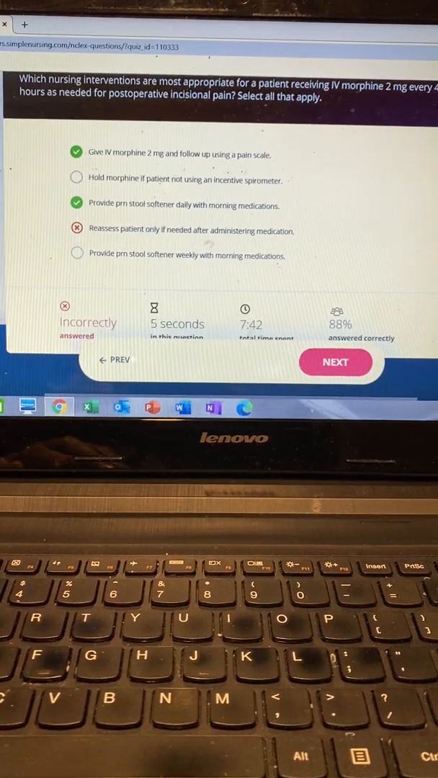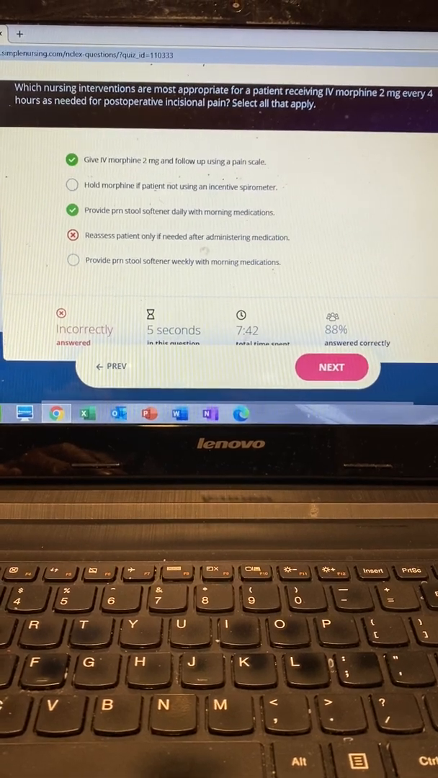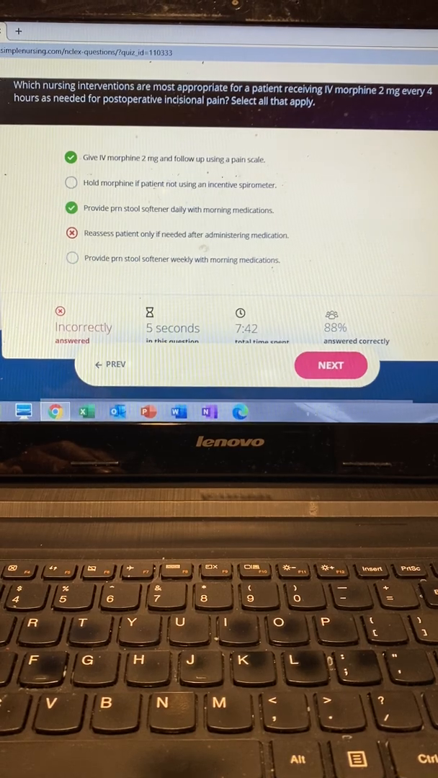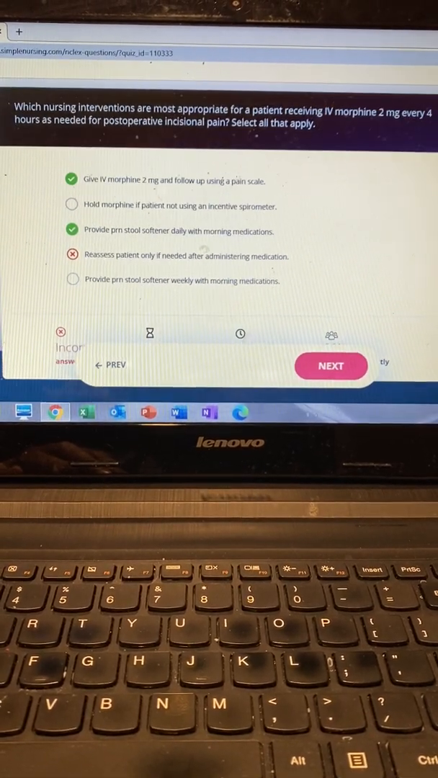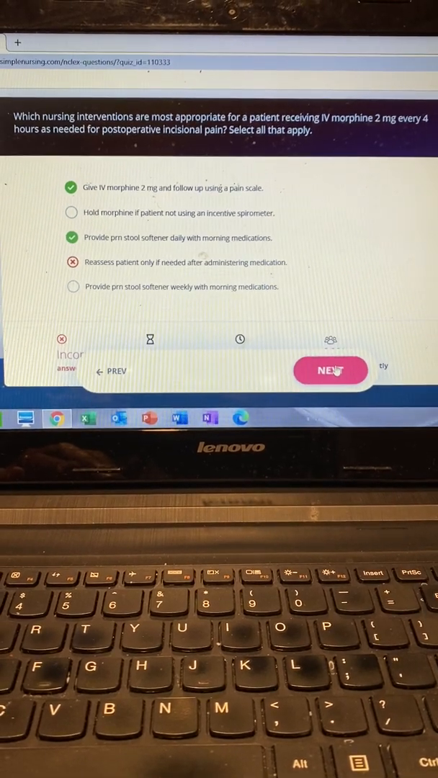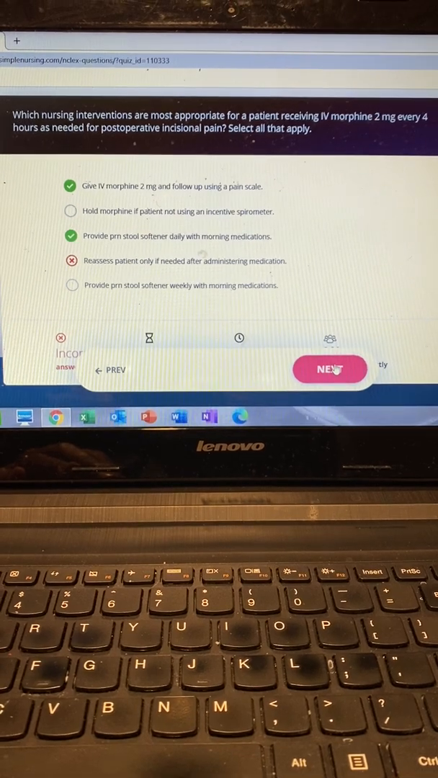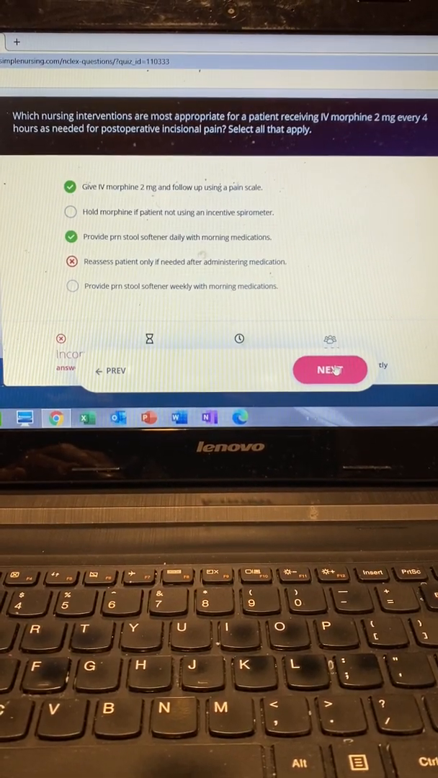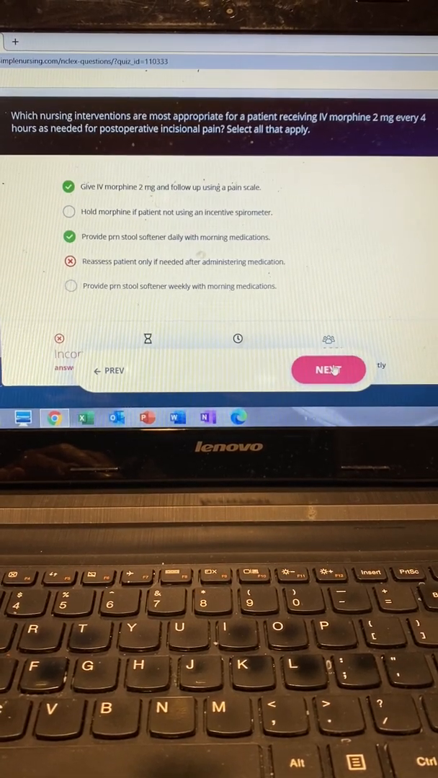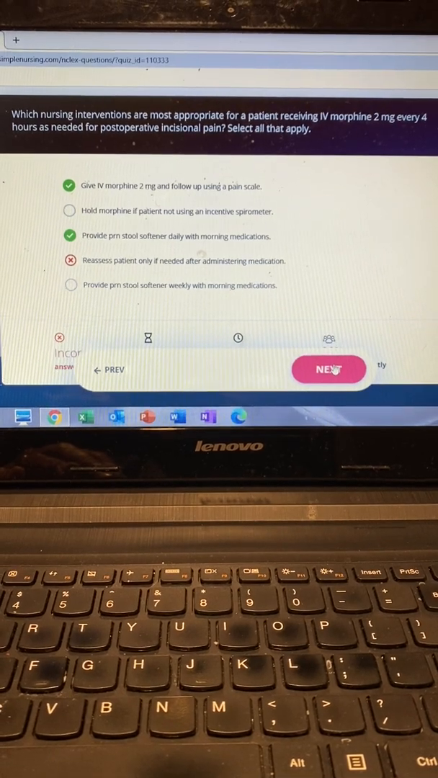Now, option 3 is correct. So stool softeners PRN because morphine makes everything low and slow, leading to constipation. And then option 4 and 5 are both incorrect here. So we reassess after we give any medication, especially morphine administration. And option 5, stool softeners are used daily and not weekly. So again, just think opioids make the bowels low and slow. So these patients need stool softeners. Again, daily and not weekly.